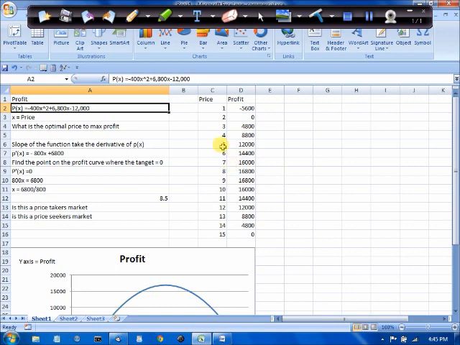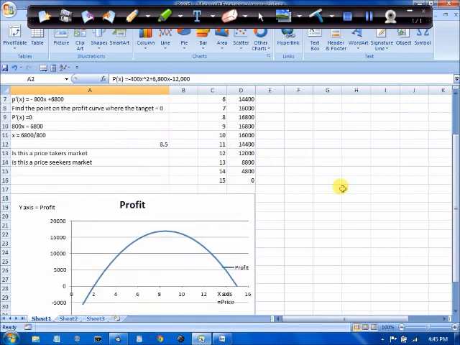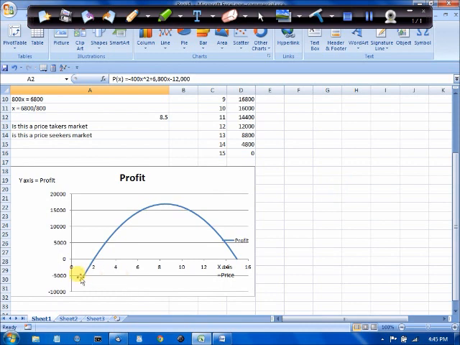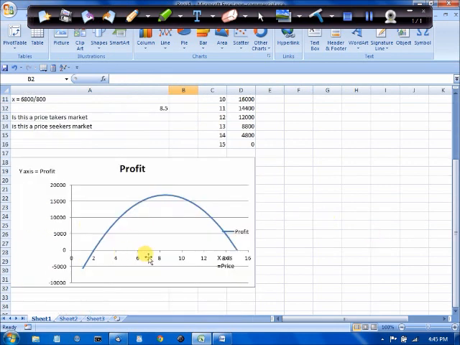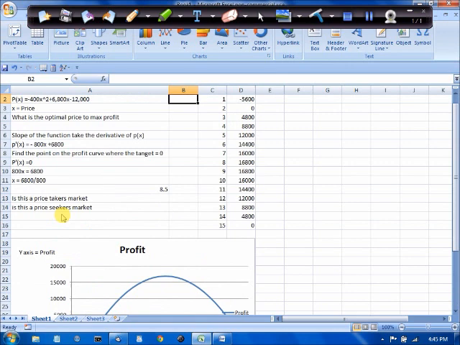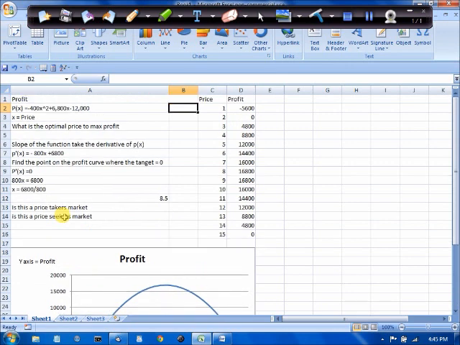But let's use some calculus. Well, first of all, before we go there, look at the graph. You can see by just following the graph up that profit is maximized at about 8.5. This is the greatest distance between the x-axis or price line and the profit using the above assumptions.